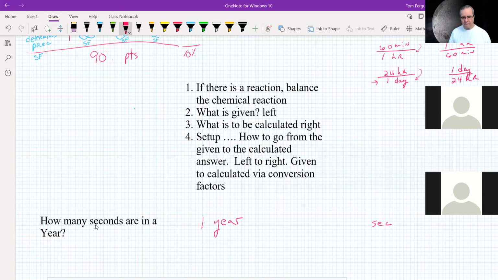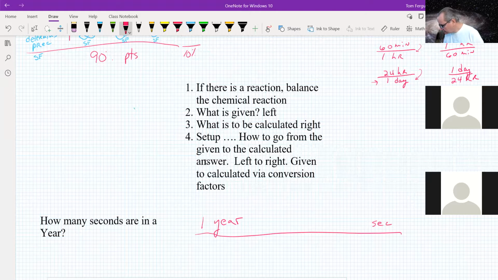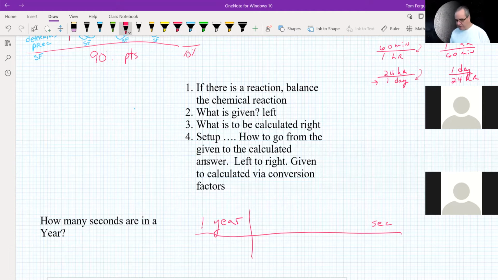Now, to go from the 1 year to seconds, we're going to be going via conversion factors. That's number 4 here. Conversion factors are fractions, and those fractions are going to have to go through, and we have to cancel the units. In other words, the years have got to cancel, and when we're all done, we have to end up with seconds. Is there a conversion factor to go from years to seconds directly? No, so we're going to have some intermediate steps to get there.